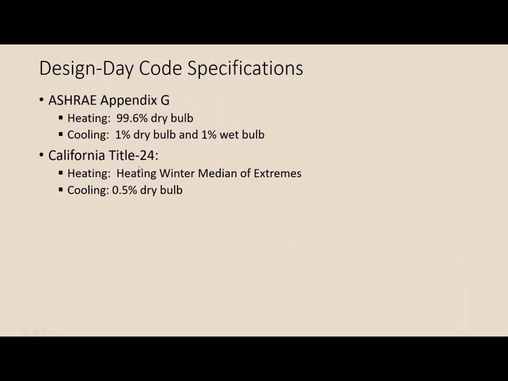So I'm going to talk a little bit about what the design day values need to be, where you find them, and how you get them. ASHRAE Appendix G specifies heating design day values of 99.6% dry bulb and cooling 1% dry bulb, 1% wet bulb. And California Title 24 has heating at winter median of extremes and cooling at 0.5% dry bulb. So those are the things that are specified in standards and codes.